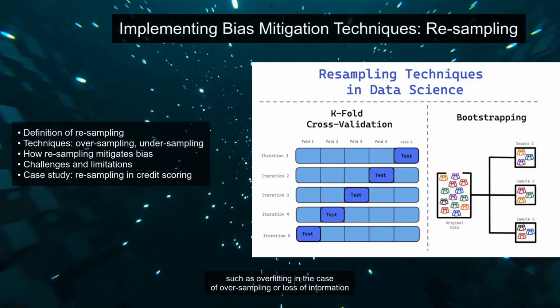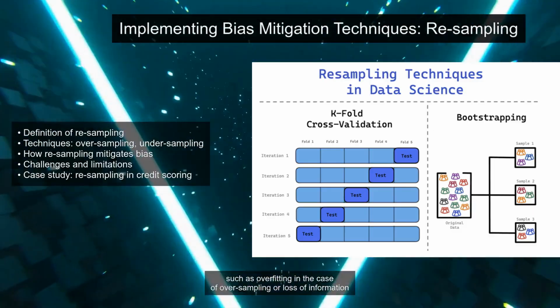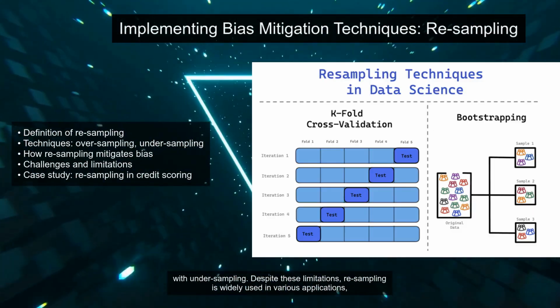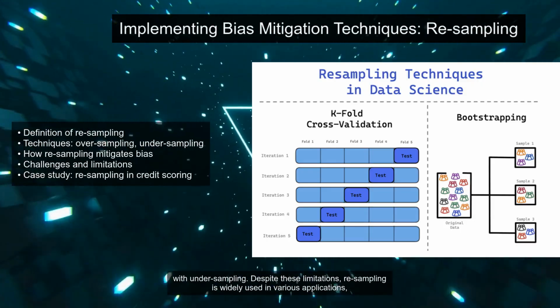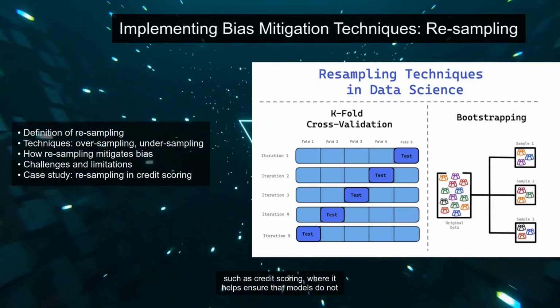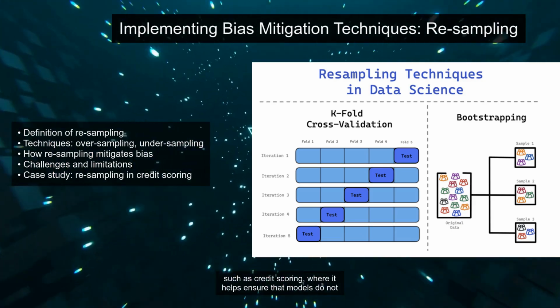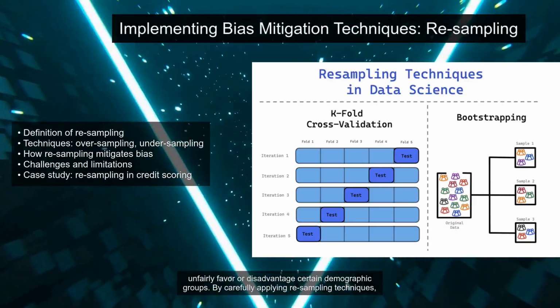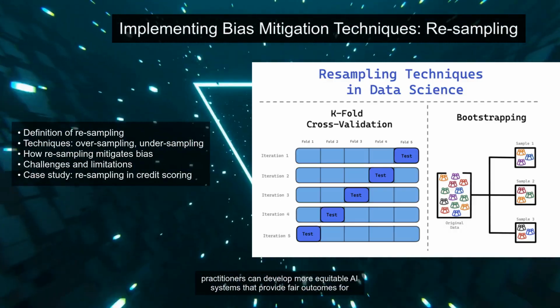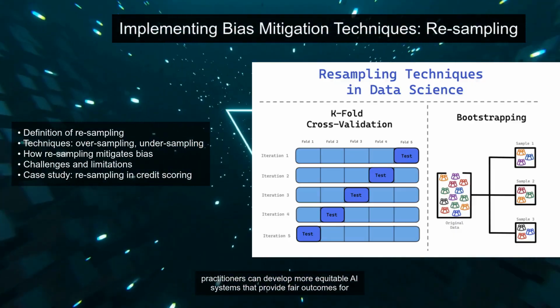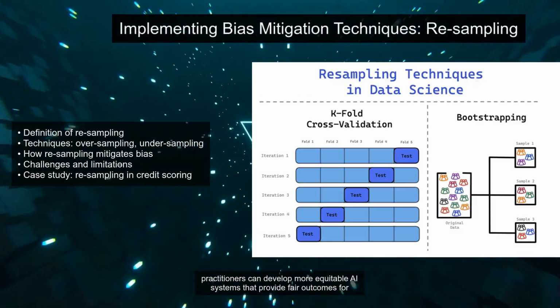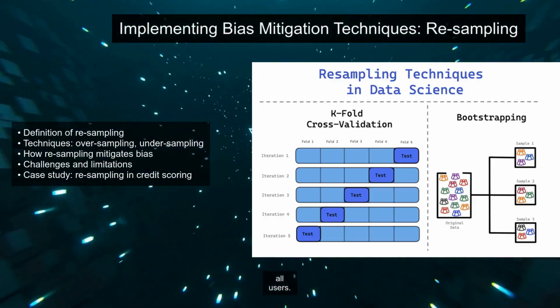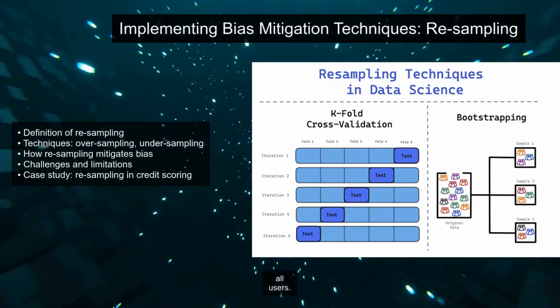However, resampling comes with challenges, such as overfitting in the case of oversampling or loss of information with undersampling. Despite these limitations, resampling is widely used in various applications, such as credit scoring, where it helps ensure that models do not unfairly favor or disadvantage certain demographic groups. By carefully applying resampling techniques, practitioners can develop more equitable AI systems that provide fair outcomes for all users.